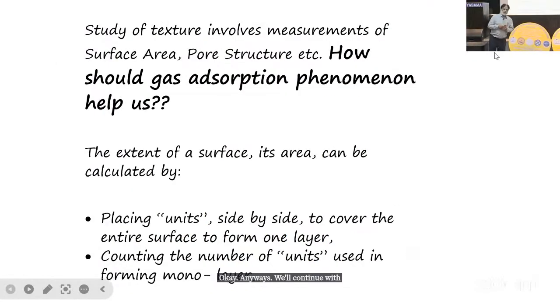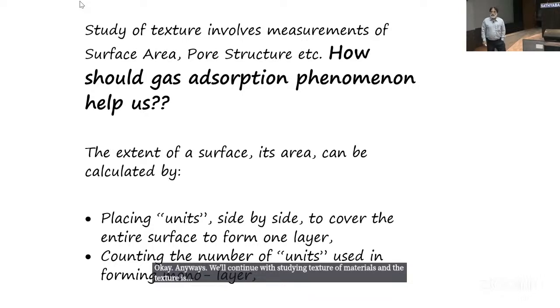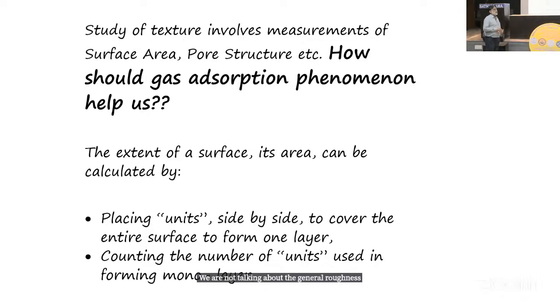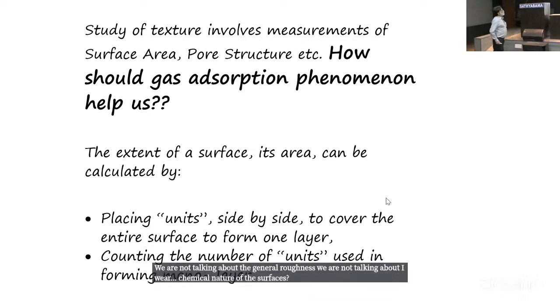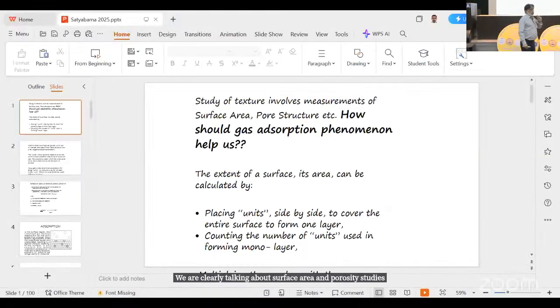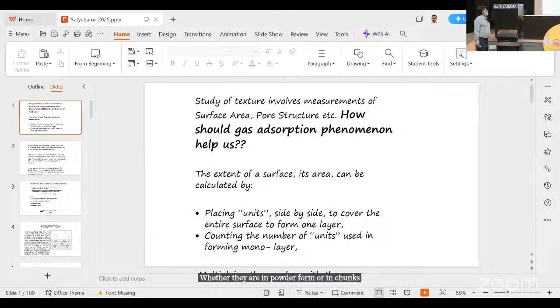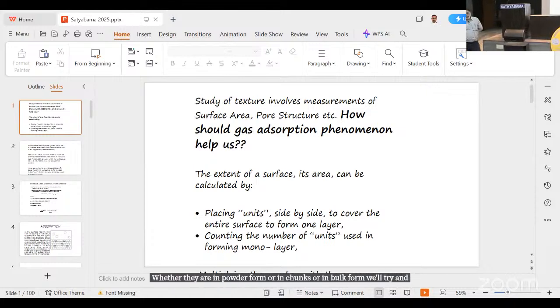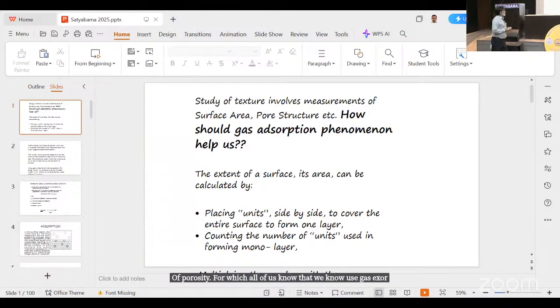studying texture of our materials. And the texture is surface area and pore structure. We are not talking about the general roughness. We are not talking about other chemical nature of the surfaces. We are purely talking about surface area and porosity studies of your materials, whether they are in powder form or in chunks or in bulk form. We'll try and measure their surface area and pore size or porosity, for which all of us know that we use gas adsorption as a method.